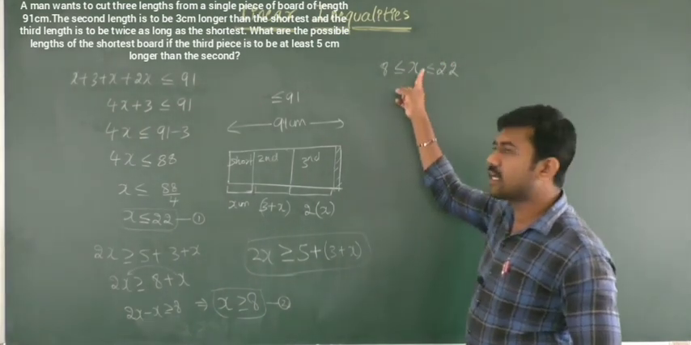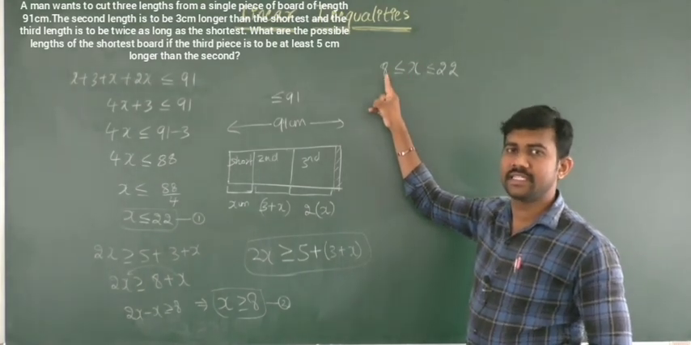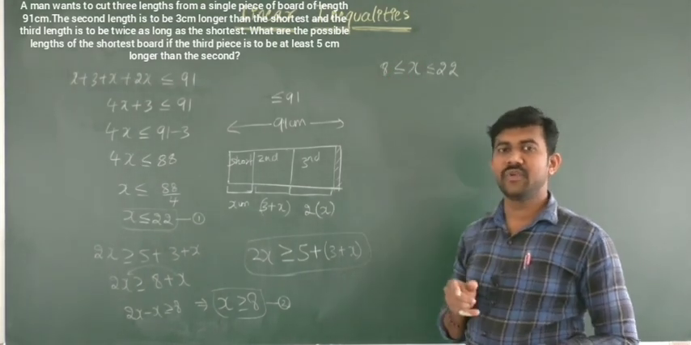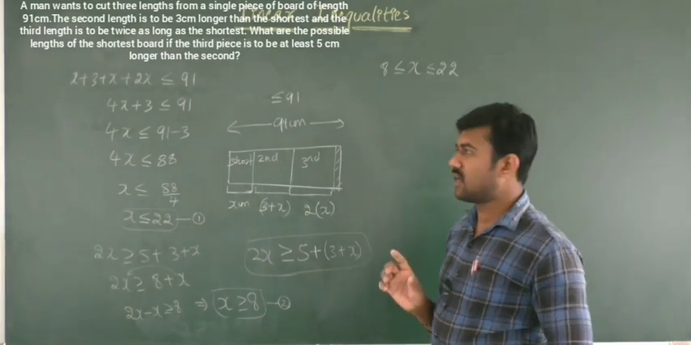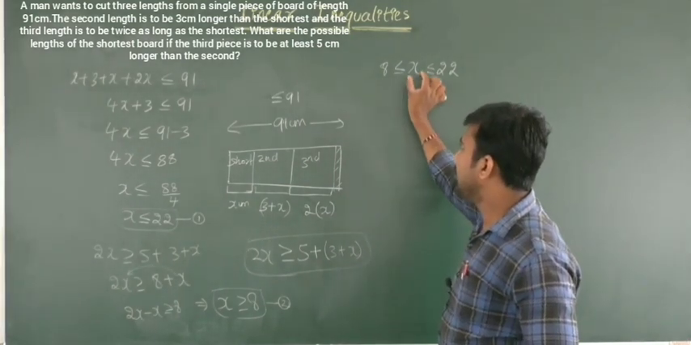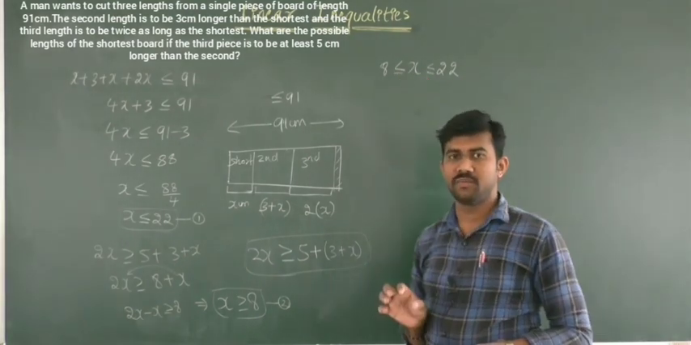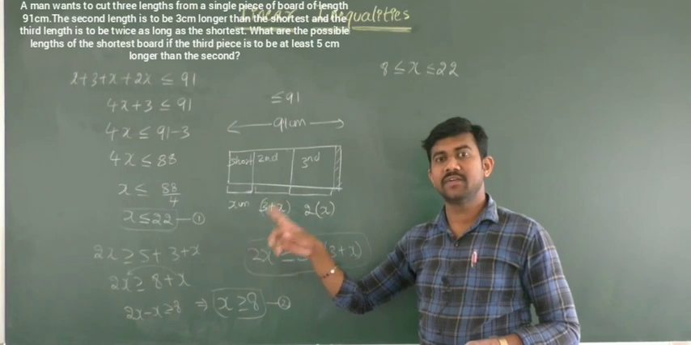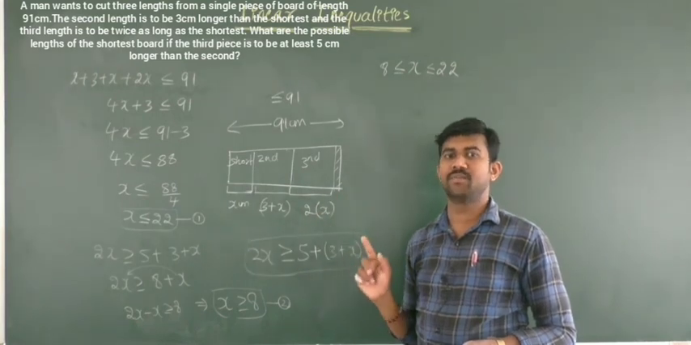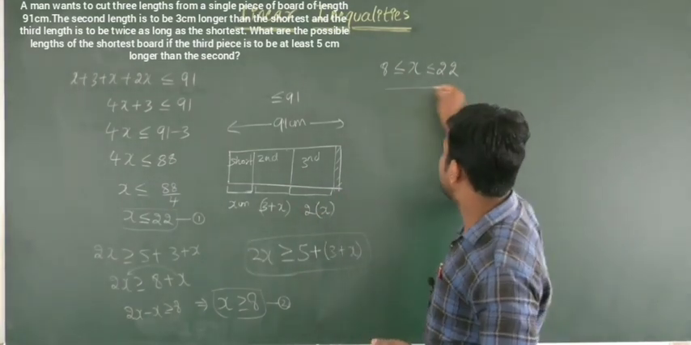X can take the minimum value 8, maximum value 22. So the possible values of x are in between 8 to 22. Okay, you can take any length of x in between 8 to 22 including the endpoints. So these are the possible values of x.